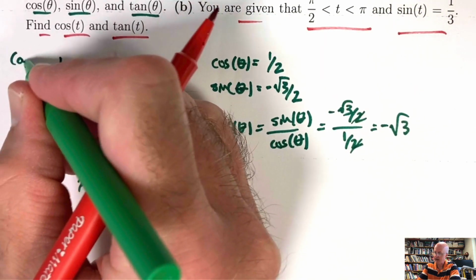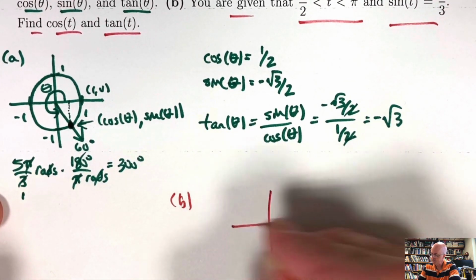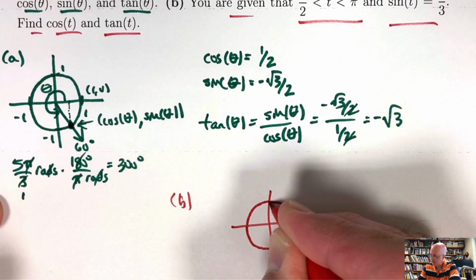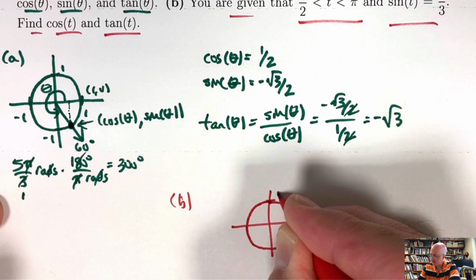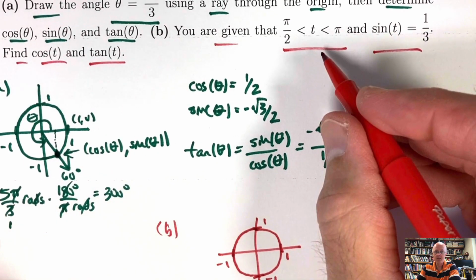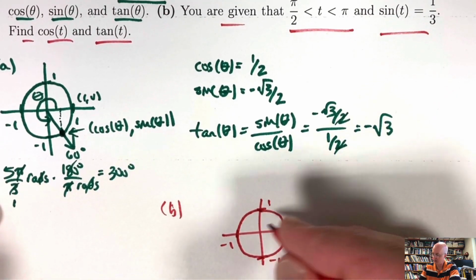This was part A. Part B, draw the unit circle again. T, if I think of it as an angle, is between pi over 2 and pi, 90 degrees and 180 degrees. It's in the second quadrant.